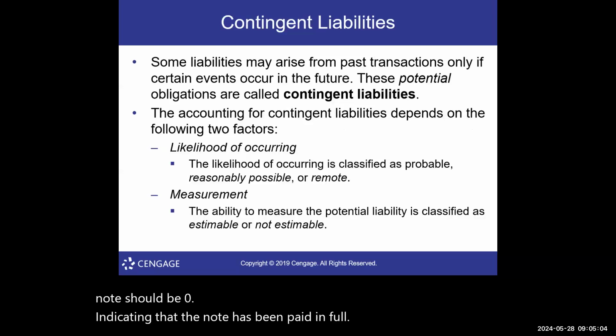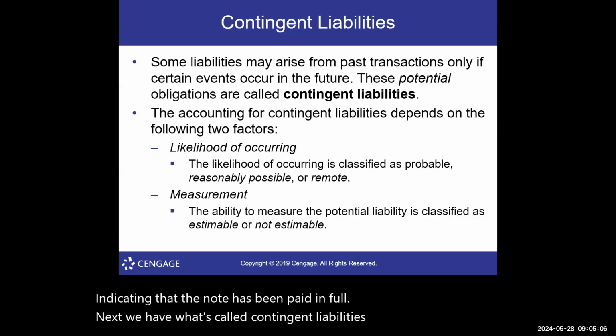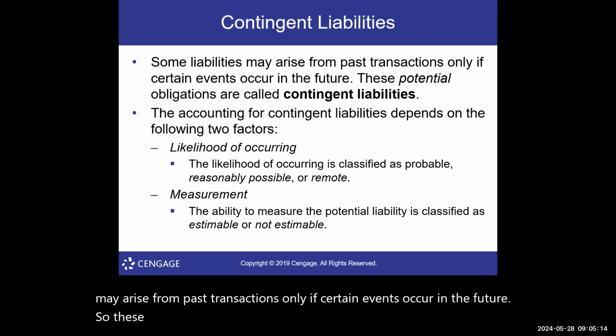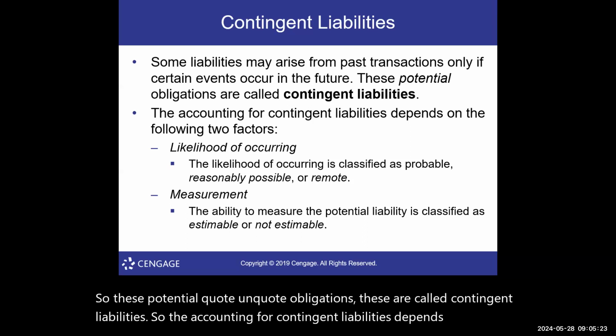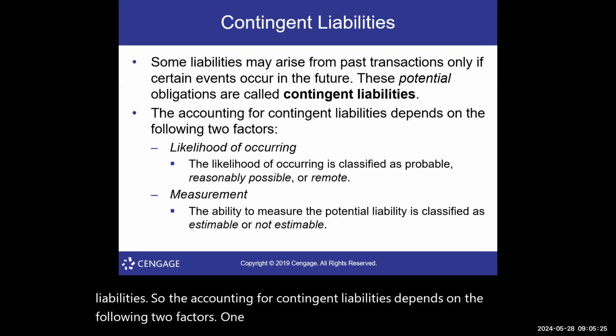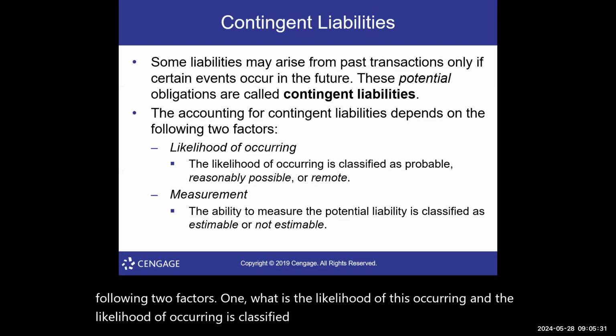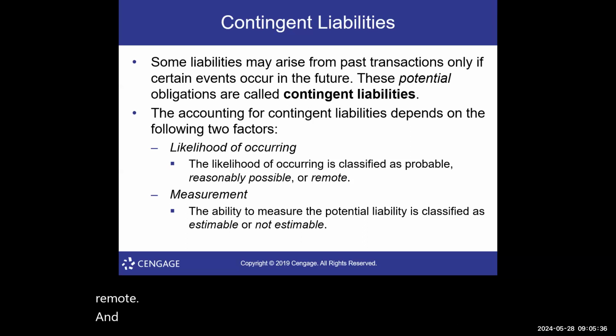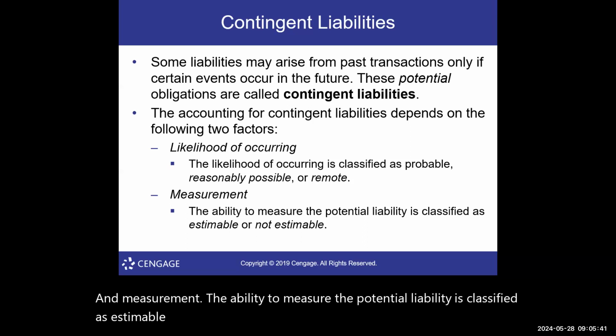Next, we have what's called contingent liabilities. Some liabilities may arise from past transactions only if certain events occur in the future. These potential obligations are called contingent liabilities. The accounting for contingent liabilities depends on two factors. One, the likelihood of occurring, which is classified as probable, reasonably possible, or remote. And two, measurement: the ability to measure the potential liability is classified as estimable or not estimable.